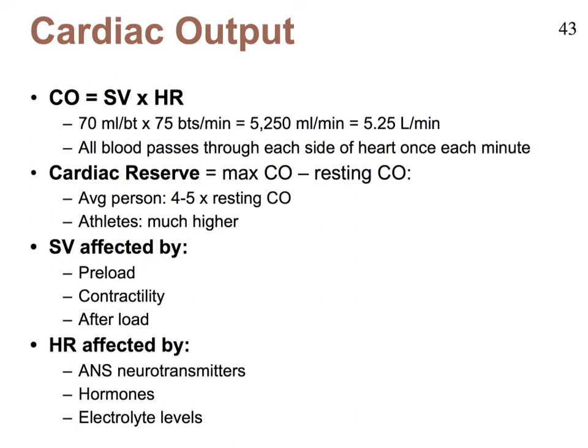If we take the difference between these two, then typically an average person with an average type of lifestyle will have a cardiac reserve that's about 4 to 5 times that of the resting cardiac output. On the other hand, as you can imagine, people who train all the time are going to have a much, much, much higher cardiac reserve.